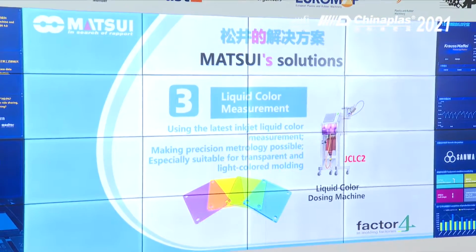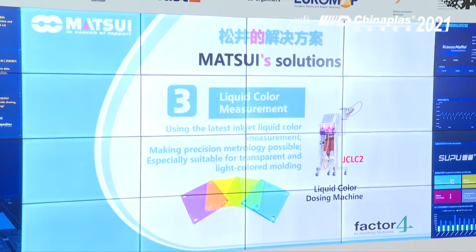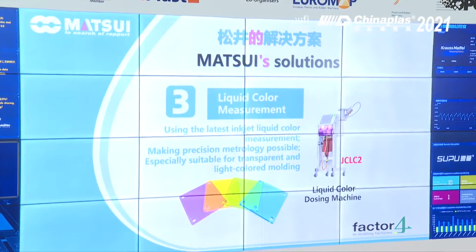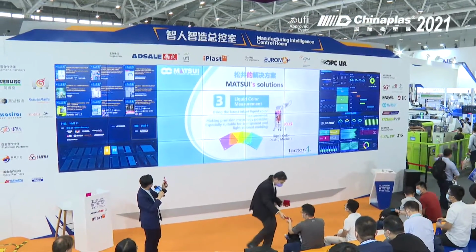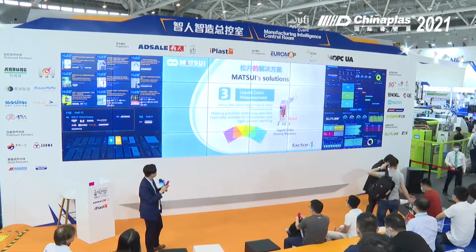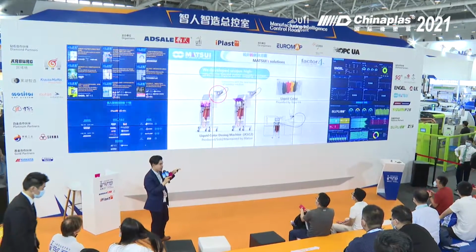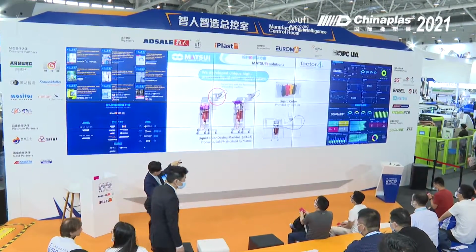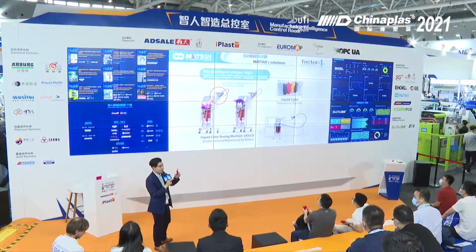The third point is the liquid color measurement. This is a name card case. It's light, and the color is pink. We use this technology, which is spray. We use ink, and the ink replaces all the master batch.